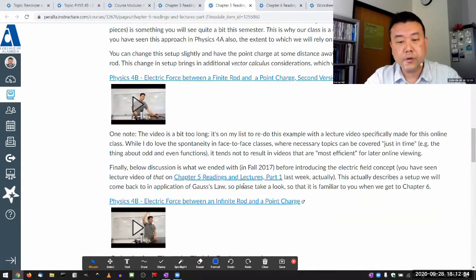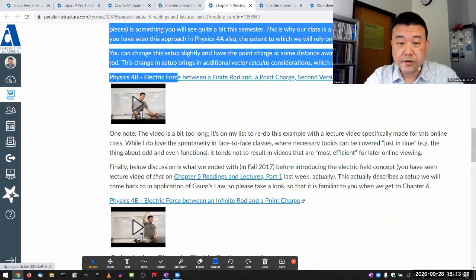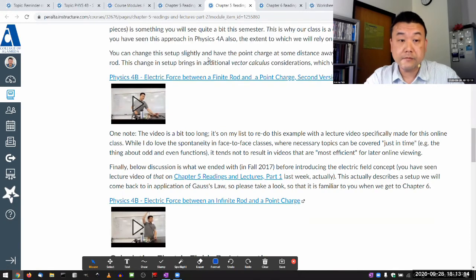Having to do that work every single time you need to calculate electric force is a really challenging thing. It's a lot of menial work, and it has to lead someone to ask the question, is there a better way? And electric field is that better way.